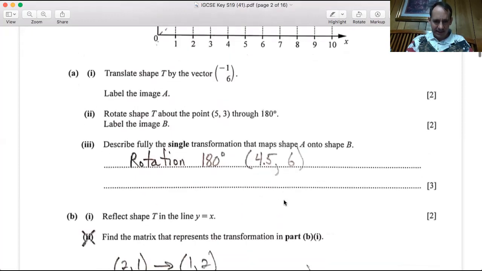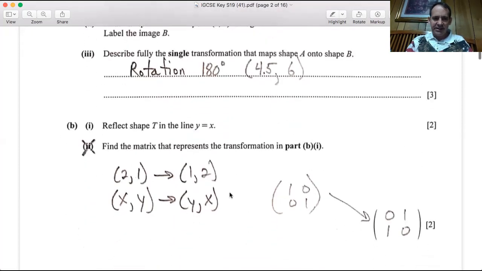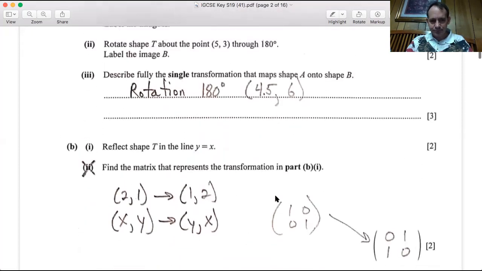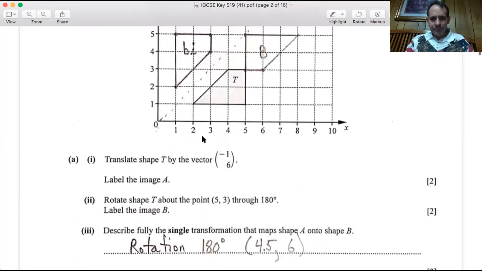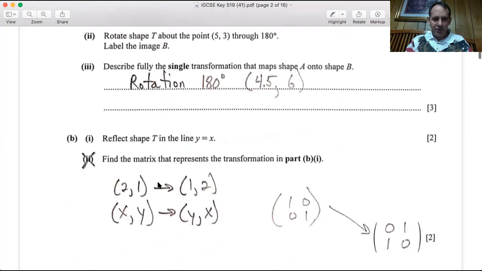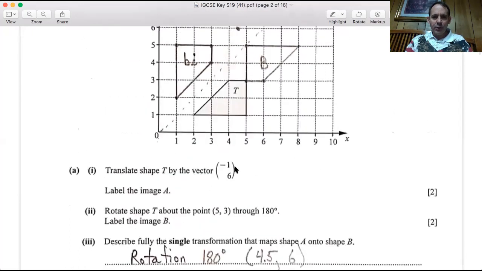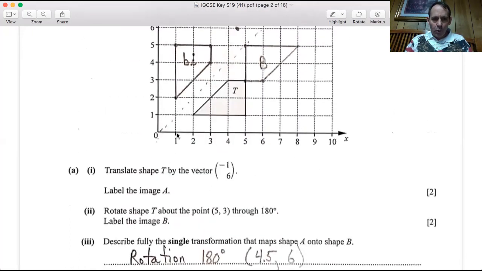So this is part B, part I, and find the matrix that represents the transformation of part B I. Well, again, I crossed it out. You don't have to do it, but what you would do is you take a point from your object. So here's the point 2, 1. And so I wrote 2, 1, and you look at what does it become? Well, it becomes 1, 2.